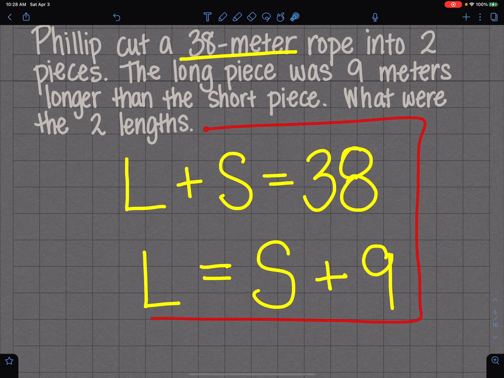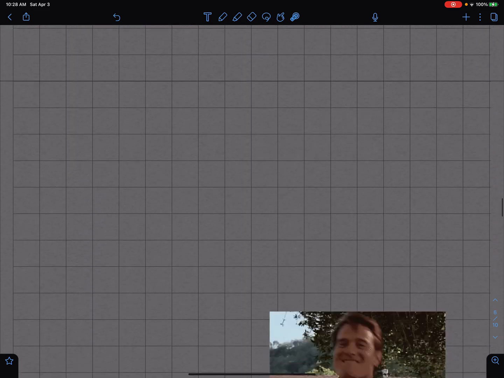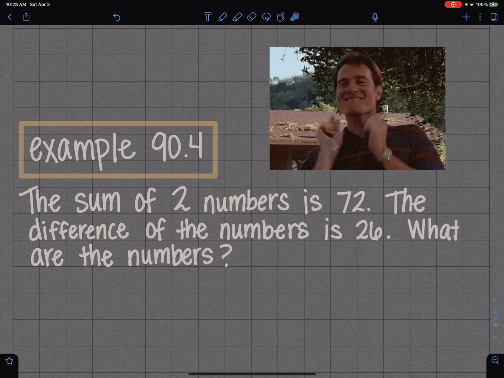And now, once again, you have two equations and two unknowns, and you know how to solve that. If you do the math, the long piece is 23.5 meters, and the short one's going to be 14.5. But this is the important part of the lesson, so that's the part you want to pay attention to. Let's move on. Okay, now we're getting in the groove. We're getting in the flow of these math problems, right?